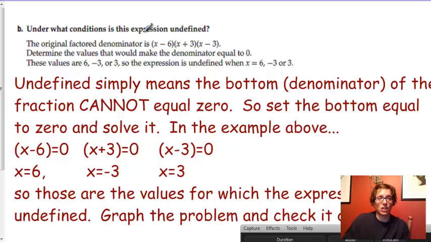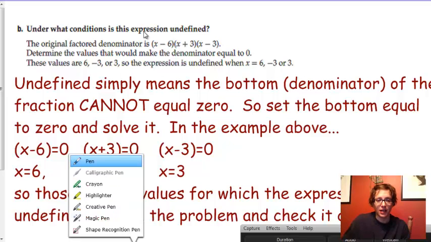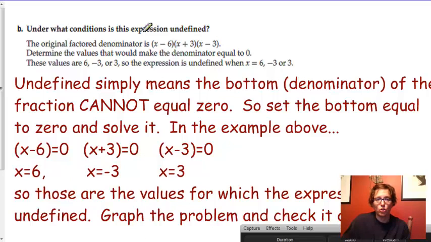Sometimes you're going to be asked, under what conditions is this expression undefined? And that just means, when does the bottom equal 0? So if you have all of this, highlighter again, on the bottom of your fraction, take each piece, like I did here, and set them equal to 0. Solve each one for x, and that's your answer. That's when the expression is undefined.